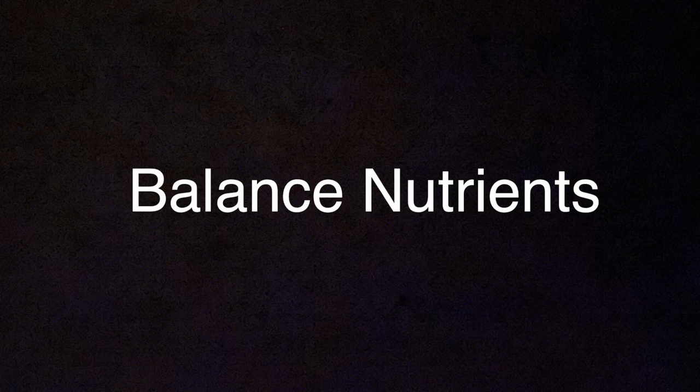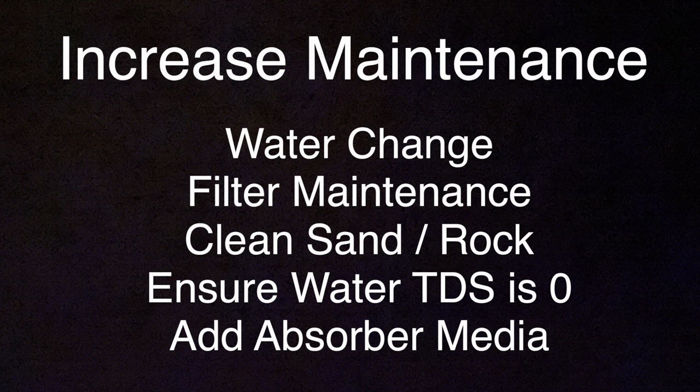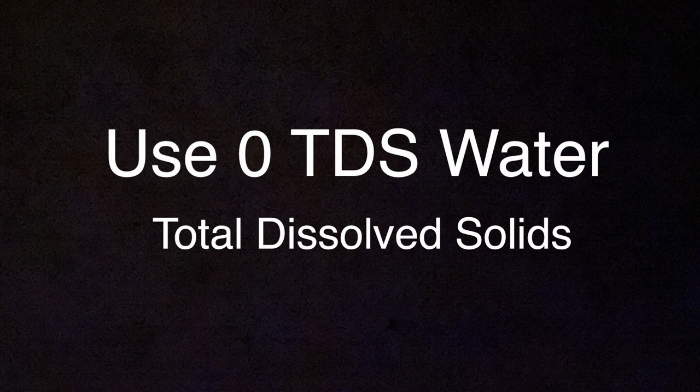All right, so next we want to make sure that we have balanced nutrients in the aquarium, specifically nitrate and phosphate. Some of the ways to do that are increased maintenance, water changes, filter changes, and making sure the sand bed and rock are clean. Ensure you're using zero TDS water and use absorber medias. The water changes, filter maintenance, and cleaning of rock and sand is pretty standard, so I won't go into that here. But I do want to go into using zero TDS water.